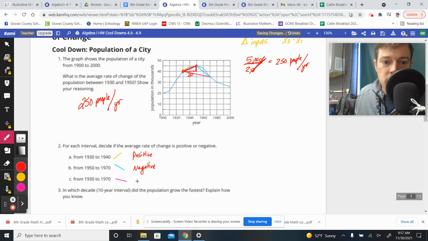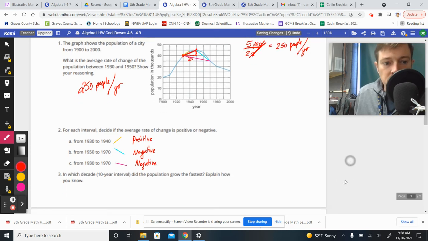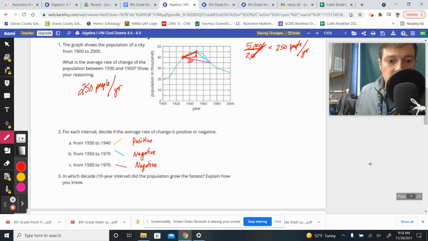So we don't have to actually do any finding of the rate of change. We just have to be able to recognize whether it's positive or negative, upward slope or downward slope on the graph. All right, last one. In which decade, 10-year intervals, okay, 1910, 20, 20 to 30, 40, and so on, which one of those did it grow the fastest?